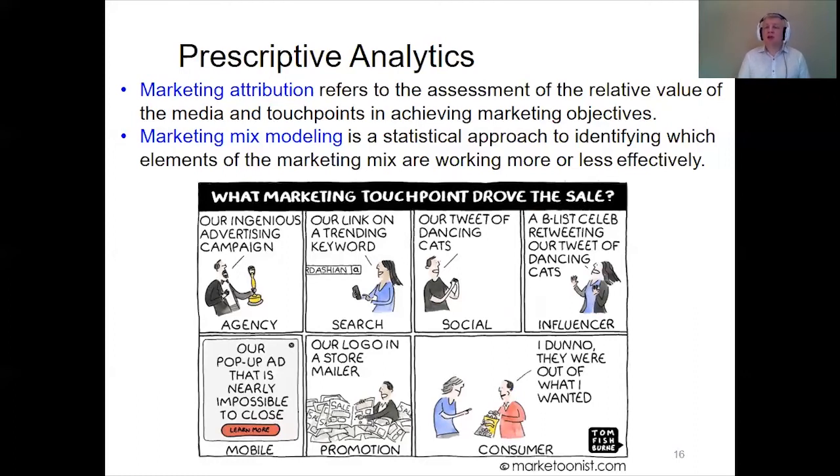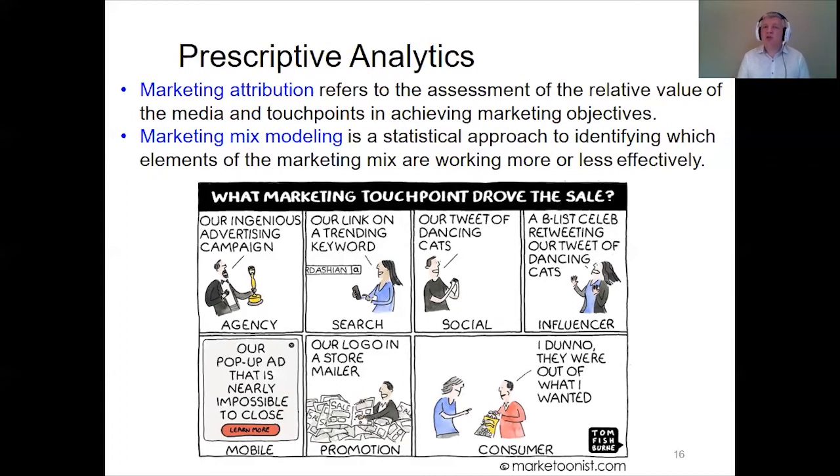It tries to calculate what we should do rather than what we did in the past and the outcomes it had, but tries to bring to our attention changes we need to make. Two ways to do it are marketing attribution and marketing mix modeling.